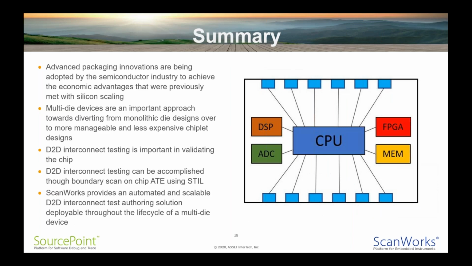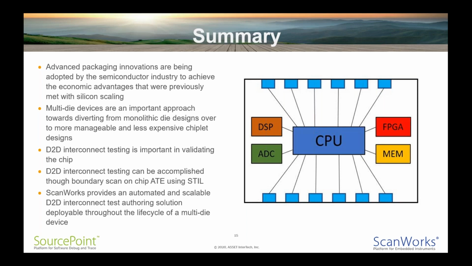So, in summary, advanced packaging innovations are being adopted by the semiconductor industry to achieve the economic advantages that were previously met with silicon scaling. Multi-die devices are an important innovation approach towards diverting from monolithic die designs over to more manageable and less expensive chiplet-based designs. While it is technologically possible to continue scaling monolithic designs, the economics do not favor this approach. Multi-die device die-to-die interconnect testing is important for validating the chip. The use of chiplets will become a game changer for the semiconductor companies that can master this new approach.